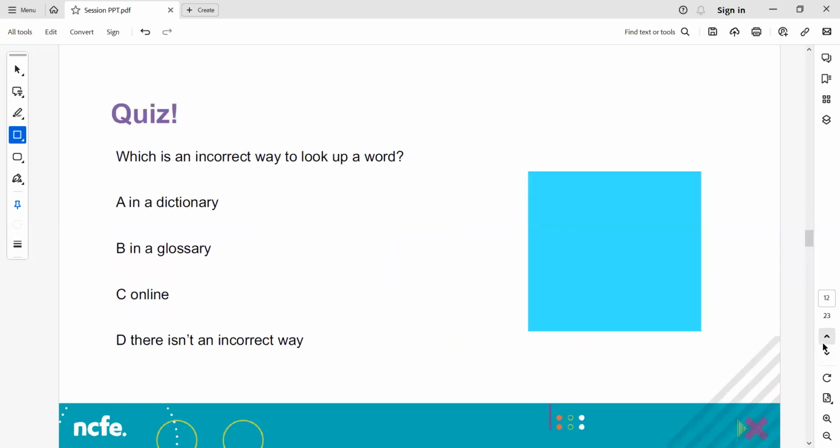Okay, so we're on to our quiz. Which is an incorrect way to look up a word? In a dictionary, in a glossary, online, or there is not an incorrect way? So do you think it's one of those or all of them?